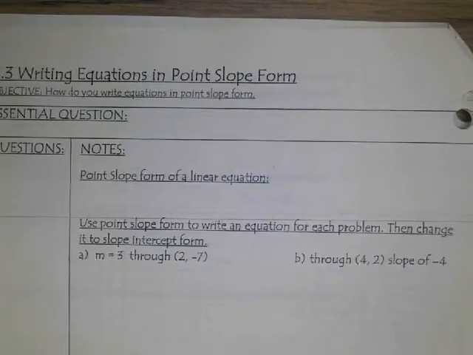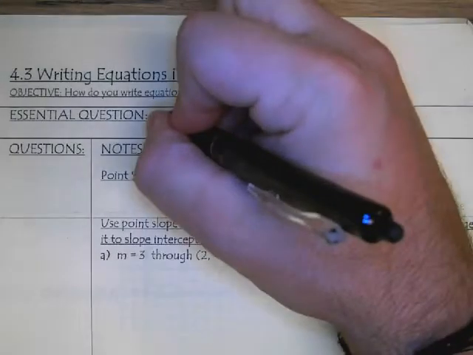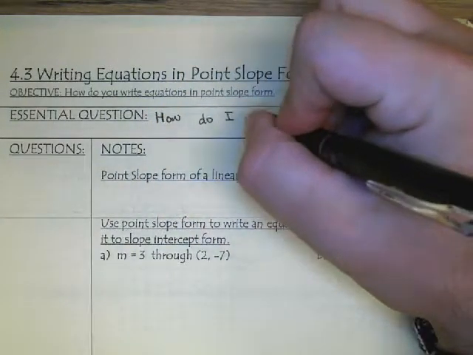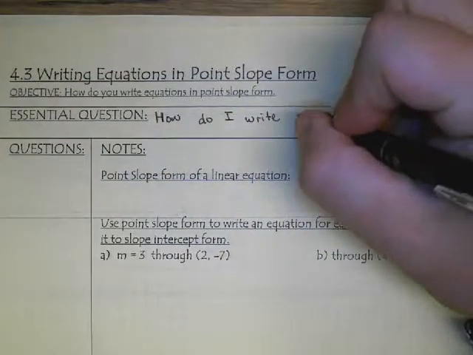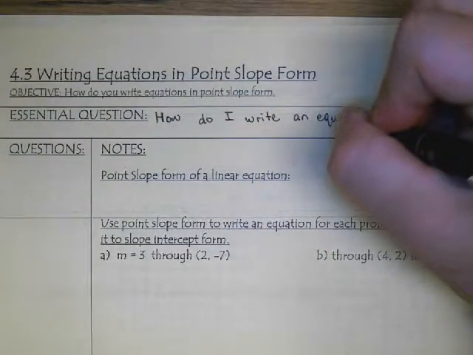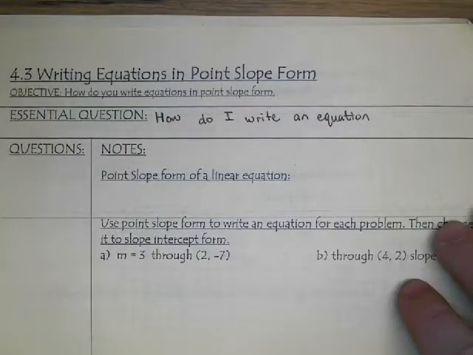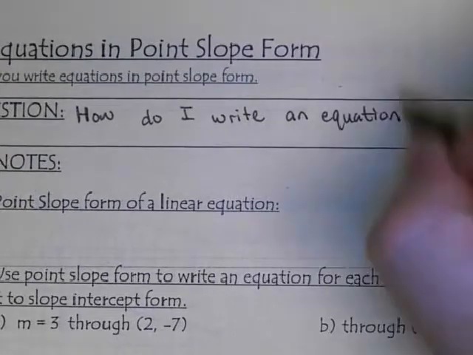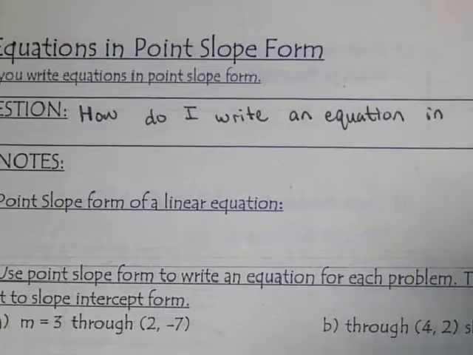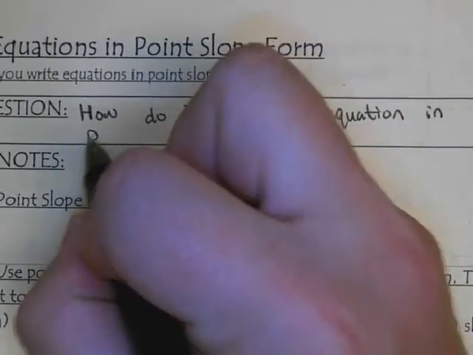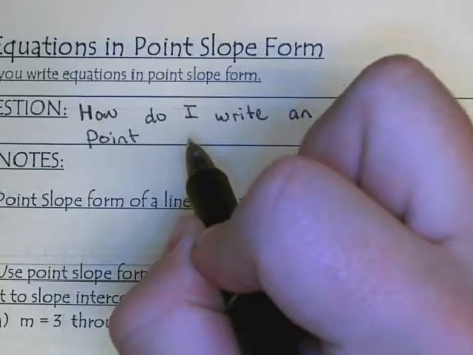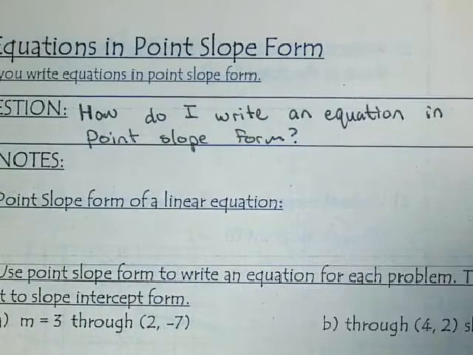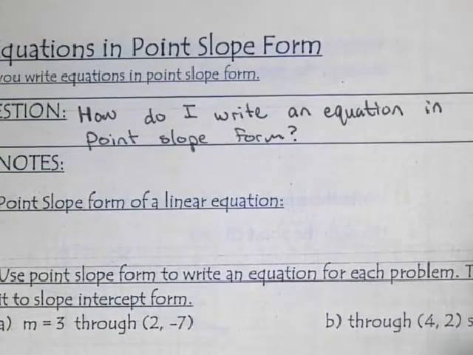So our central question will be, how do I write an equation in point-slope form? How do I write an equation in point-slope form?